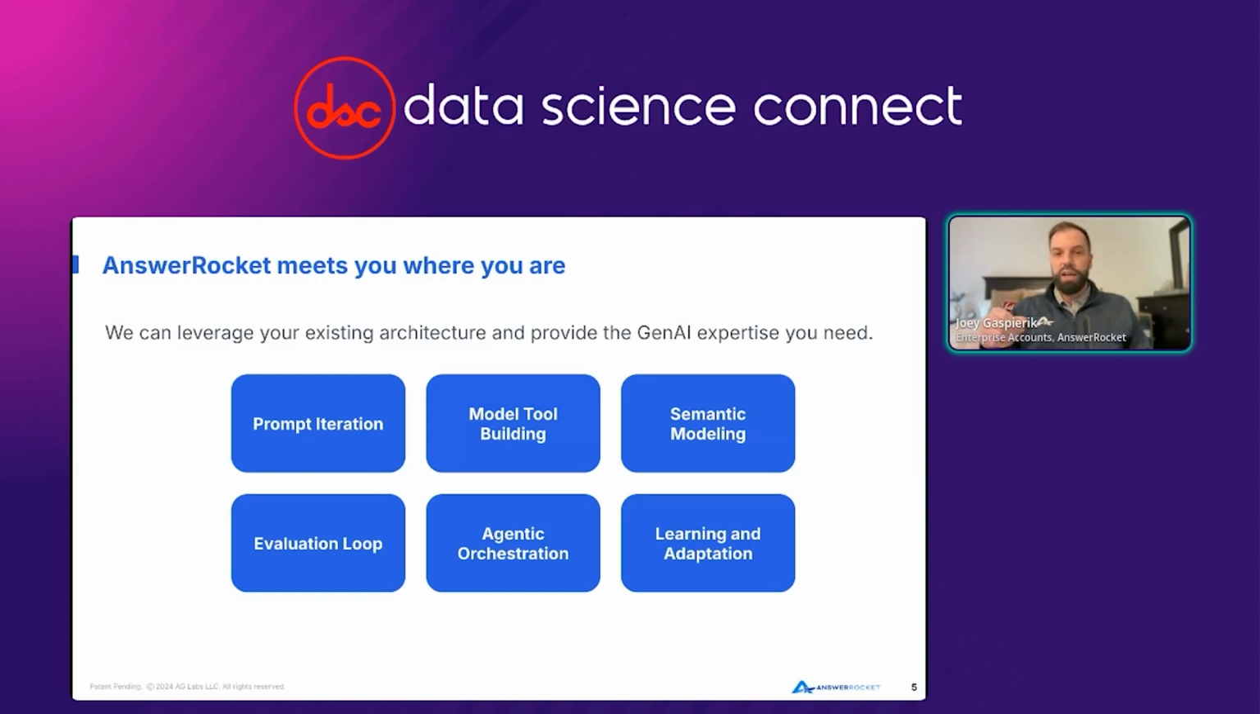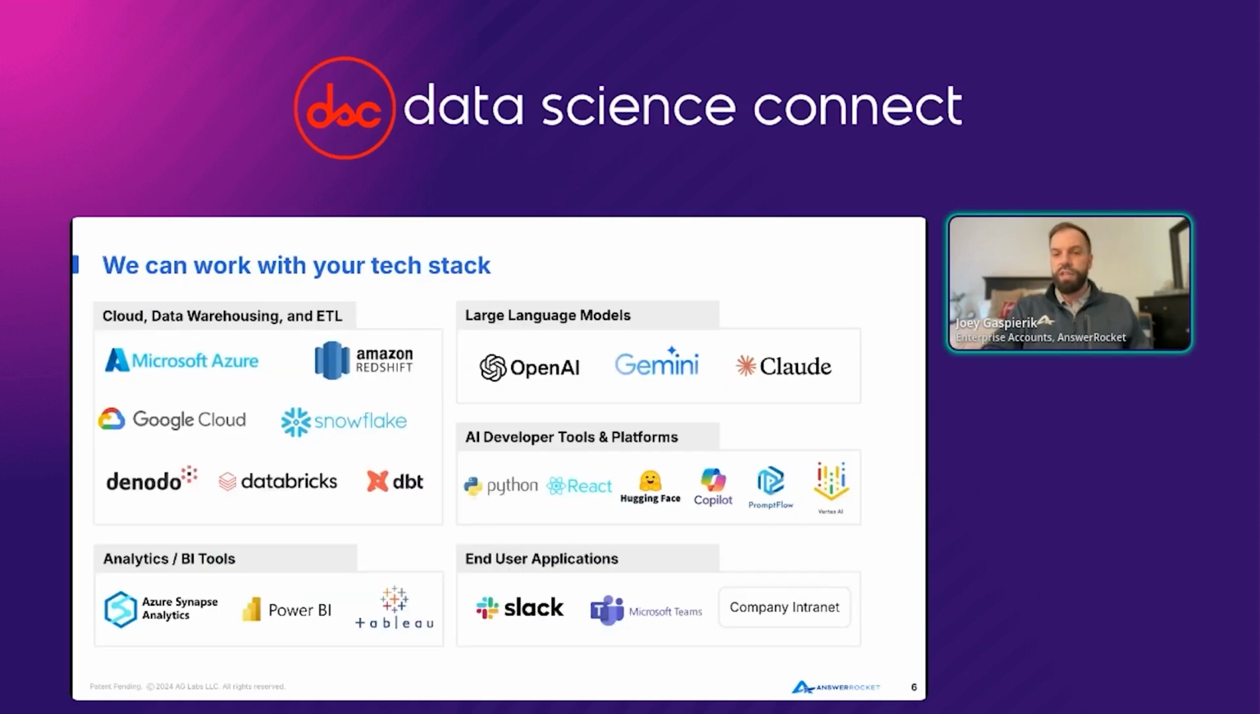Well, there's a lot of things that we can do to meet you where you are. We can leverage that existing architecture and provide some Gen AI expertise, from everything from prompt iteration to semantic modeling to agentic orchestration, you name it. And across your tech stack, we're agnostic to where your data lives. It could be in any cloud. You could be looking at any LLM or AI toolkit or BI tools or end user applications. Any of these things we can work with and have worked with to deliver a Gen AI experience that's custom to your business and your needs.